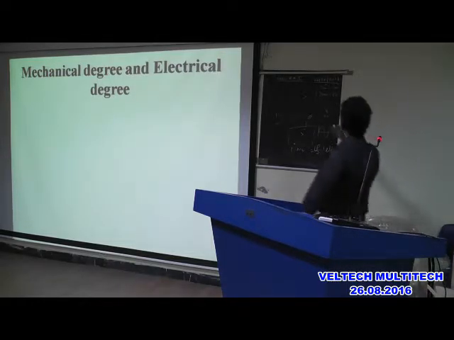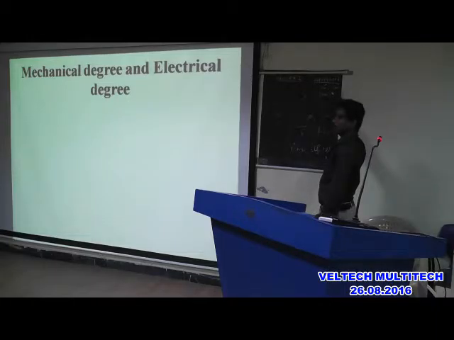So in case of 2 pole, 360 degree mechanical equals 360 degree electrical. So that means 1 degree mechanical equals 1 degree electrical. If suppose 4 pole, you can substitute here 4. So 4 divided by 2, that means 1 degree mechanical equals 2 degree electrical.